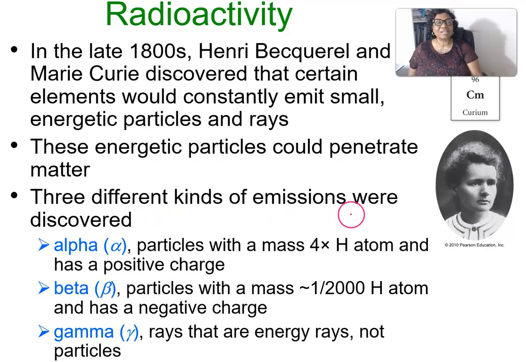So the three different kinds of emissions that were discovered were alpha particles, with a mass 4 times that of a hydrogen atom, and a positive charge. Beta particles, with a mass 1/2000 that of a hydrogen atom, and a negative charge. Then you have the gamma ray. This is not a particle, it's just a ray. So with this knowledge, Thomson had to use alpha particles to investigate the structure of an atom.